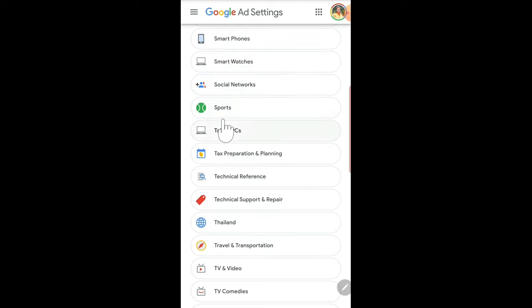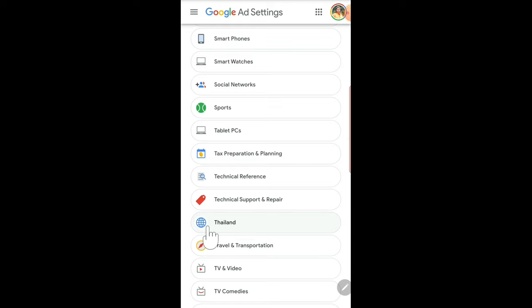Sports. It's kind of weird to see that there because, to be honest, I'm not a sports guy. I'm not interested in professional sports, certainly. I don't watch any professional leagues. Tablet PCs, of course. Tax preparation and planning. Not sure where they would get that idea. I don't do a whole lot of anything to do with tax preparation. Technical reference, sure. Technical support, absolutely.